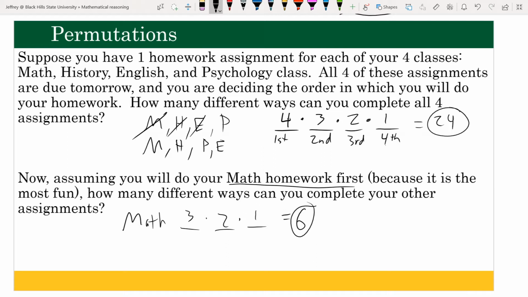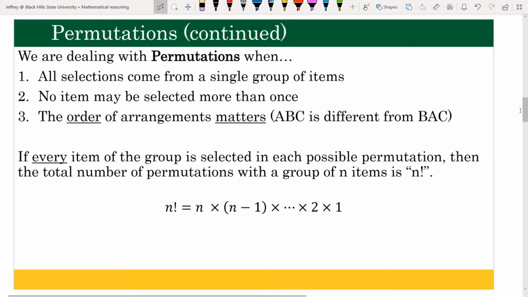Now, both of these examples are examples of a permutation, but we never really went over what a permutation actually is. So we are dealing with a permutation when we have the 3 following conditions. The first condition, all selections come from a single group of items. Then we have no item may be selected more than once. So basically every item is unique.